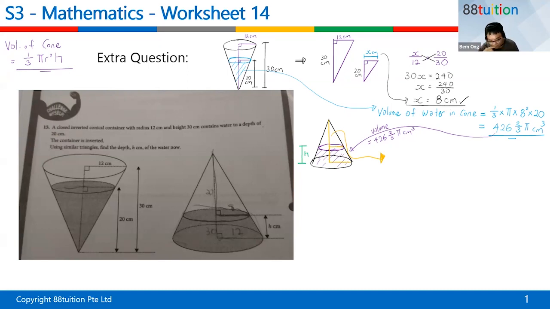Oh, then the entire height of the container is 30 already. I just need to find the top portion, the white color portion, the empty space. So I go ahead and find the volume of the empty space.